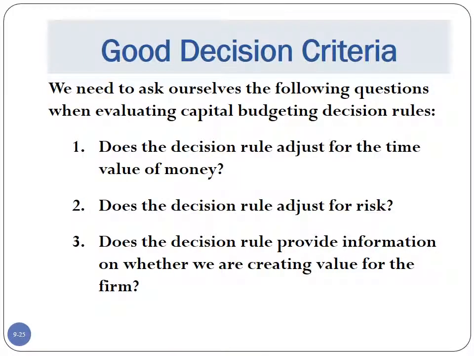We need to ask ourselves, though, some questions about the decisions that we're making as part of the capital budgeting process. When we evaluate capital budgeting decisions, the different approaches, the different decision methods, first of all, does the decision rule adjust for the time value of money? Does the decision rule adjust for risk? And does the decision rule provide information on whether we're creating value for the firm? These are the 3 important questions. These are points that you can use to argue if your firm is stuck on one method and refuses to consider another method. For example, if your firm is using payback and doesn't really want to use net present value.